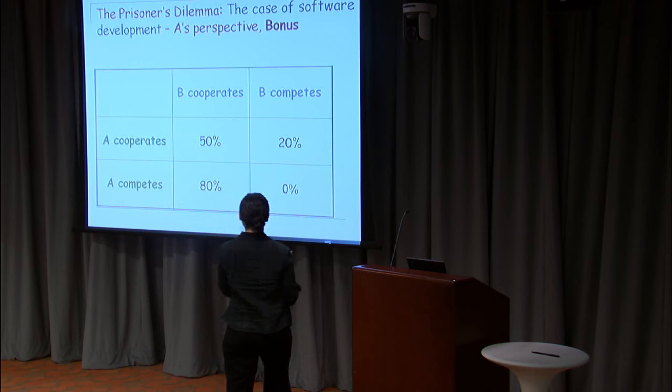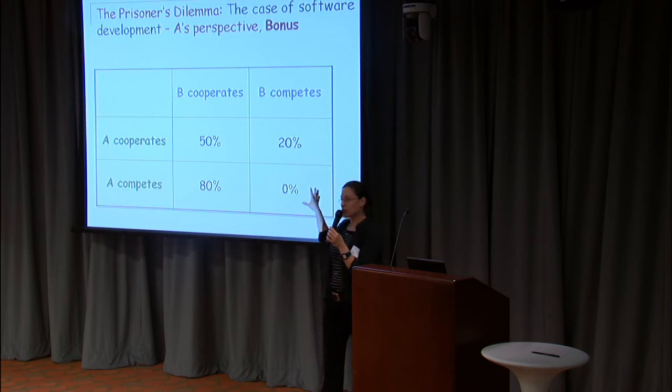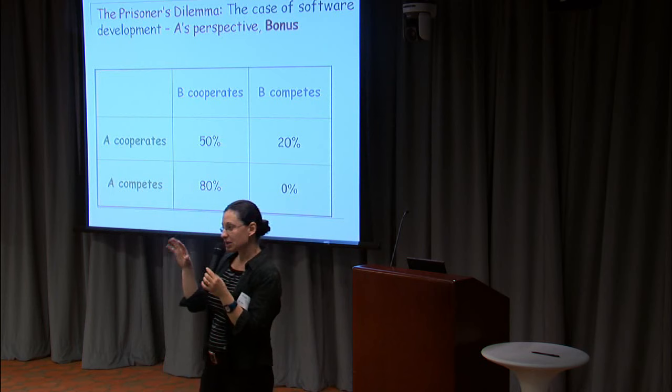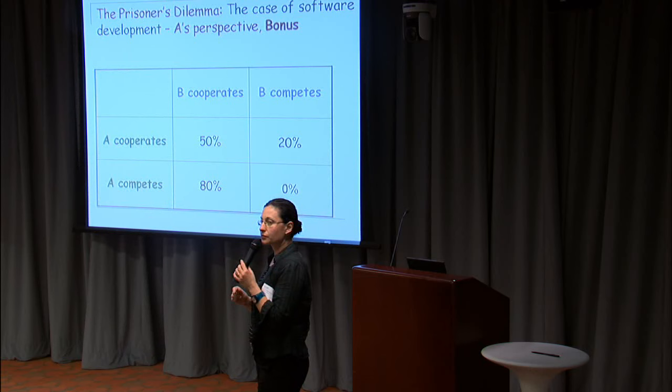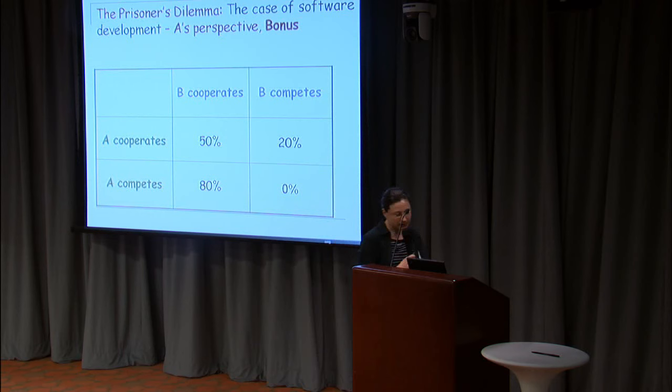Now if you look at this table, what is the difference between this table and the previous one of the prisoner's dilemma with respect to the relative values? I will remind you, okay? This was the original one. And this is the software one.